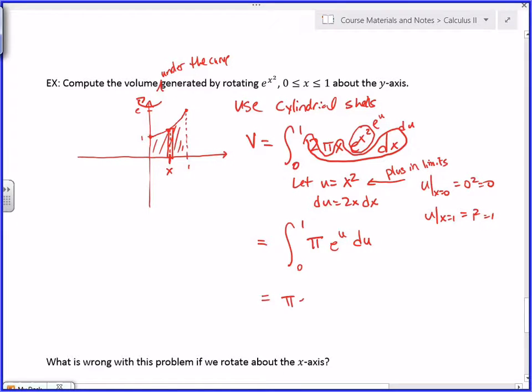So pi e to the u from 0 to 1. Right, the integral of pi e to the u is pi e to the u. So you get pi e to the first, minus pi e to the 0, which is just 1, or pi times (e minus 1).